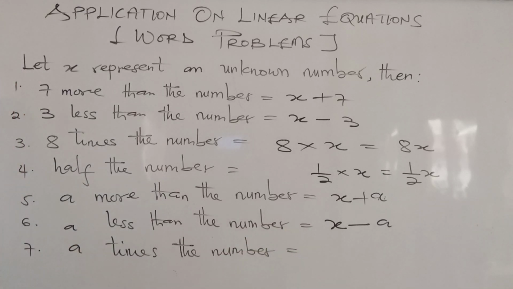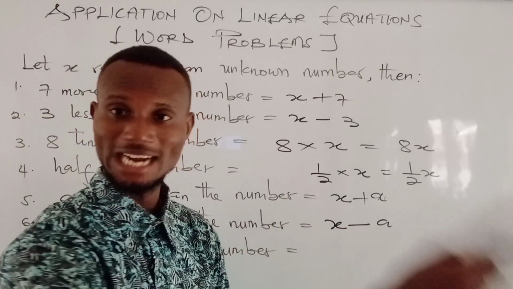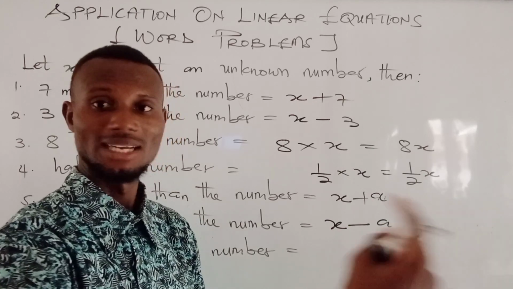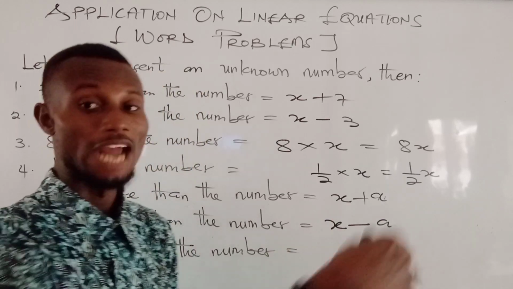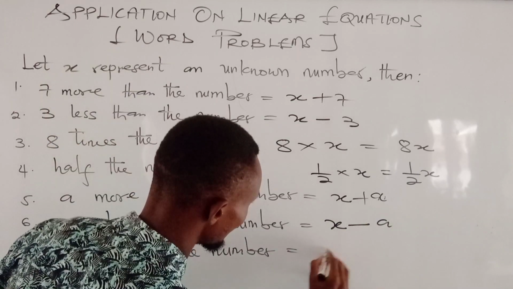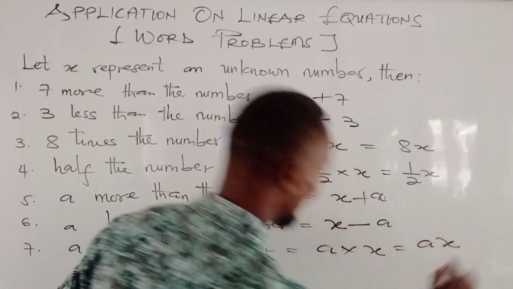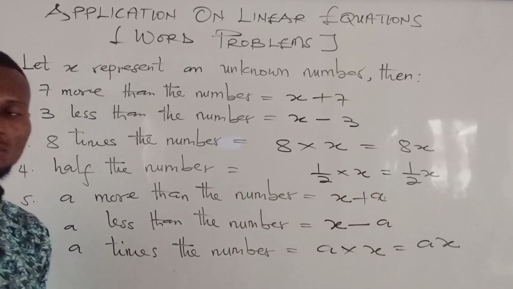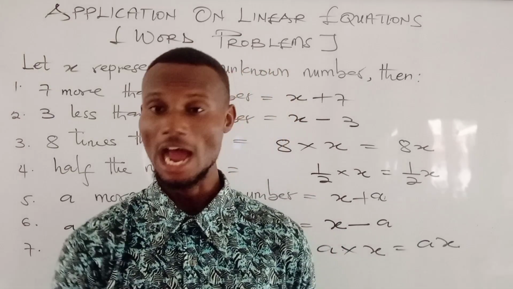Okay, let's do the last one. It says a times the number. The number is s. A times the number. Times means multiplication. So a times s. So it's going to be a times s, which is going to give us as. That is a times the number. So I hope the explanation is clear enough up to this point.